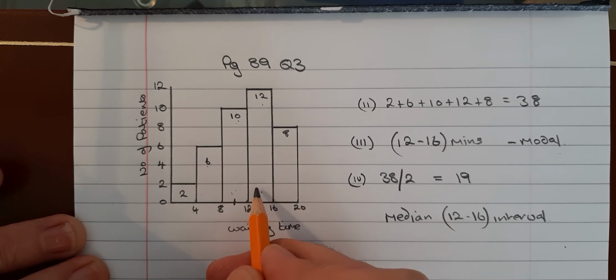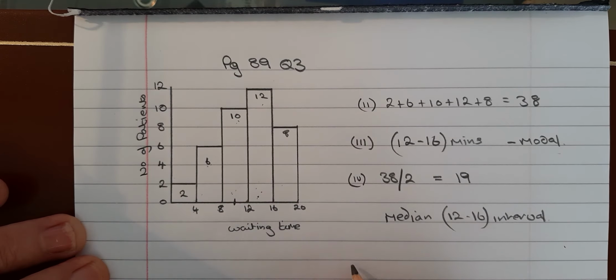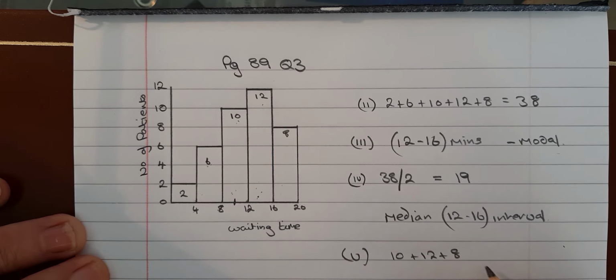So it would be the 10 plus the 12 plus the 8. So question 5, 10 plus 12 plus 8, so that's equal to 30.